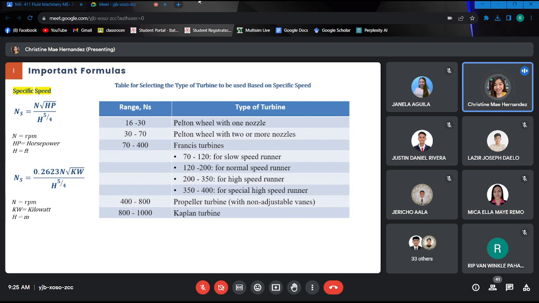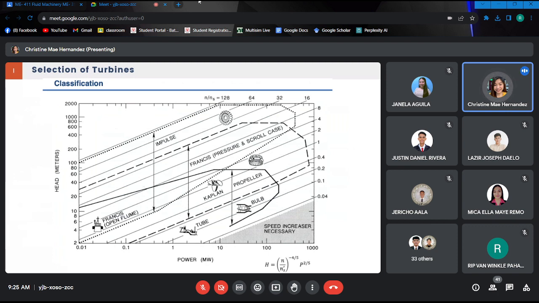So, meaning ang type of turbine niya is Pelton wheel with one nozzle. Okay, so yan, nakalagay naman sa table. Pag 16 to 30 Pelton wheel with one nozzle, 30 to 70 Pelton wheel with two or more nozzle, 70 to 400 Francis turbines. So under ni Francis turbines, determine nyo pa yon kung ano siyang type ng runner. If slow ba siya, normal, high speed, or special high speed. Pag naman 400 to 800 propeller turbine with non-adjustable vanes, 800 to 1,000 Kaplan turbines. So ito yung selection of turbines.